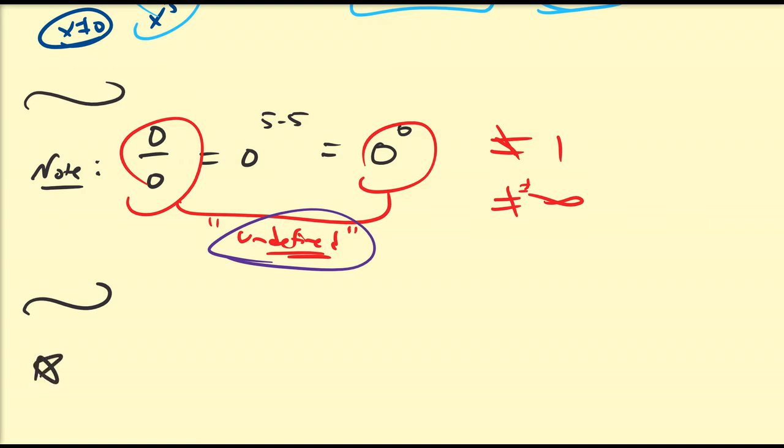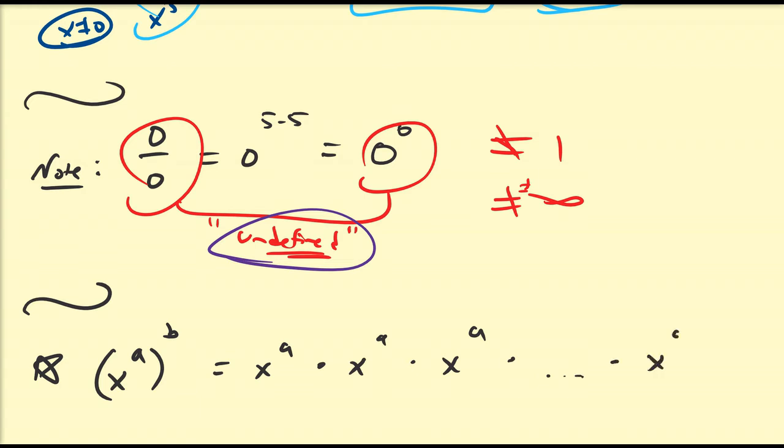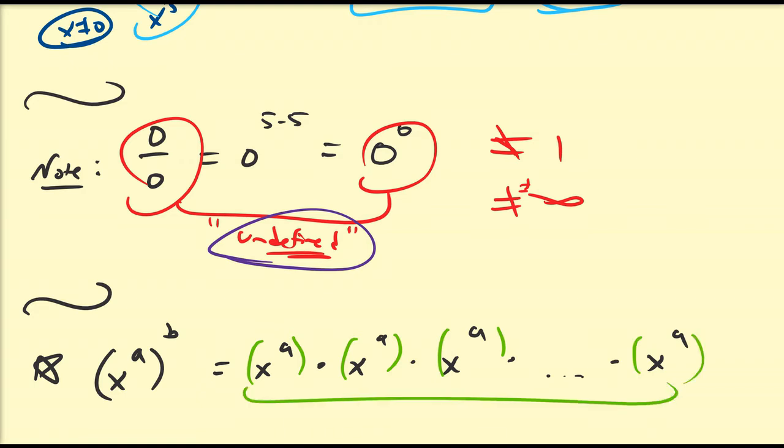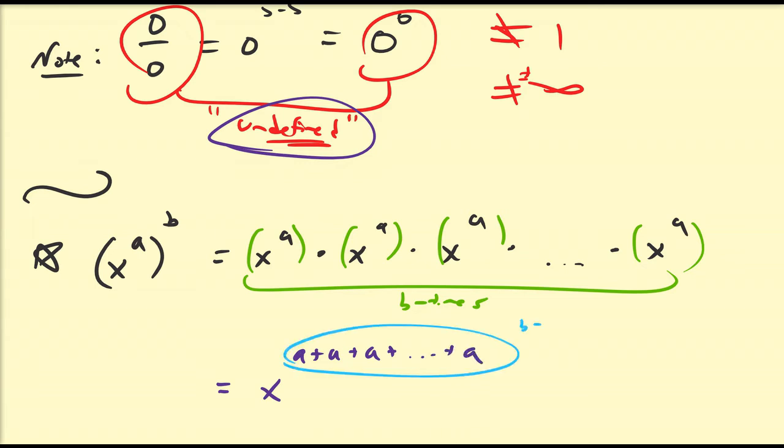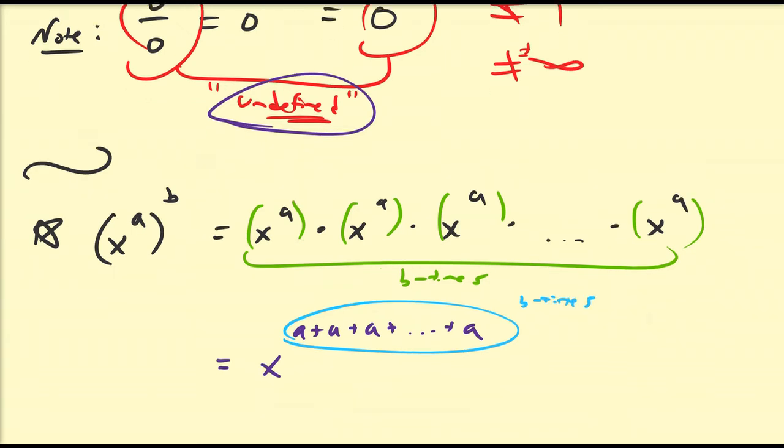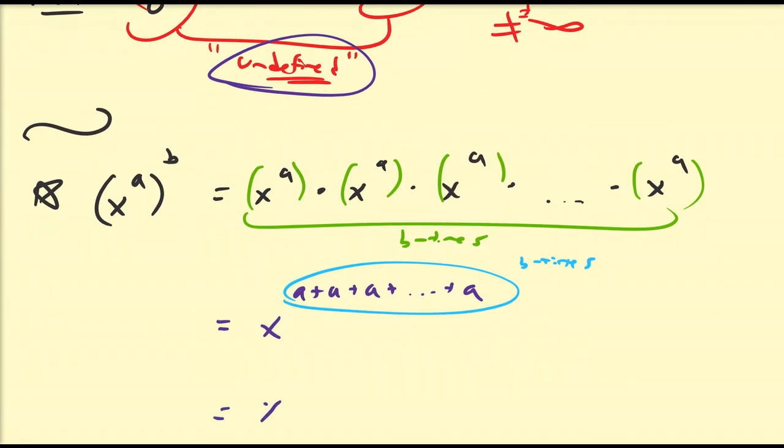Alright, so let's look at our next property. x to the a, all to the power of b. So this is the same as x to the a times x to the a times x to the a, and so on, where I'm multiplying x to the a by itself b times. So I can use my product rule, right? So this is going to be x to the a plus a plus a plus all the way down to plus a. Keep in mind I have b a's here. So this is the same as x to the a times b.